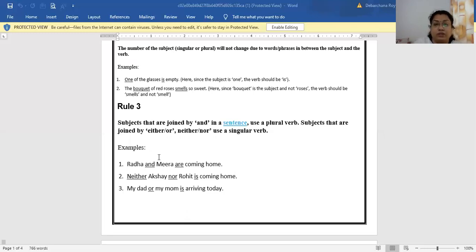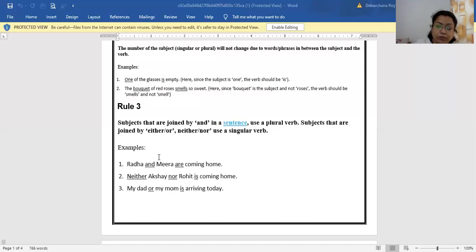We cannot ignore it. I repeat this rule. Subjects that are joined by and in a sentence use a plural verb. Subjects that are joined by either or, neither nor, use a singular verb. Examples: Radha and Meera are coming home. So Radha and Meera both, right? They are coming home. Neither Akshay nor Rohit is coming home.